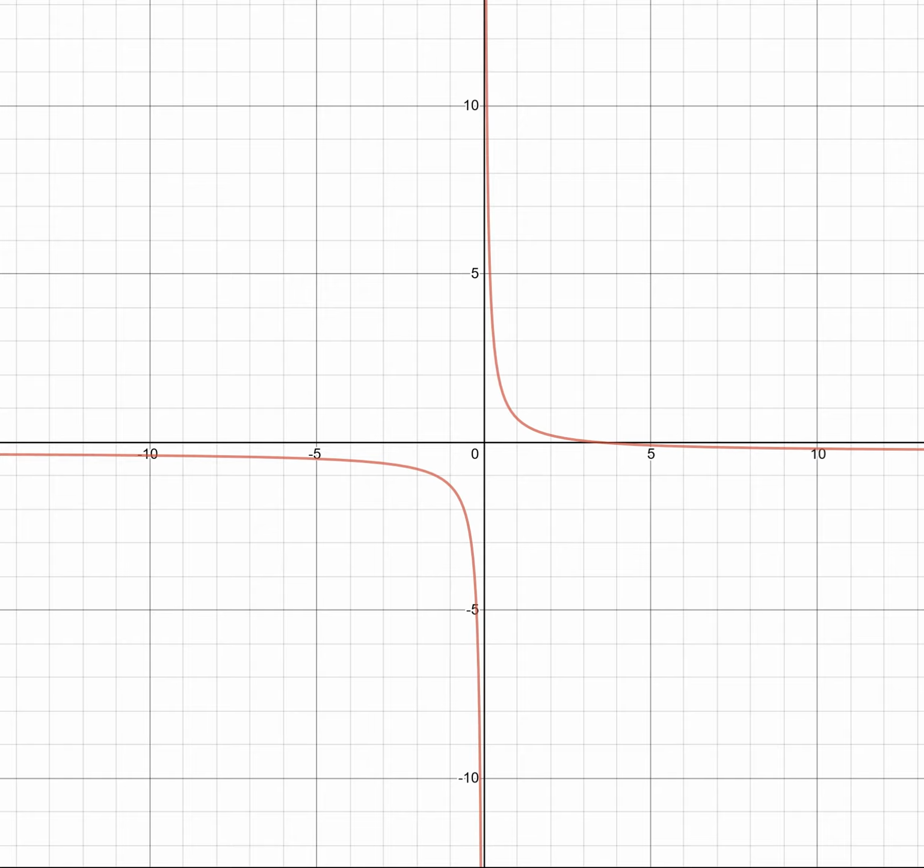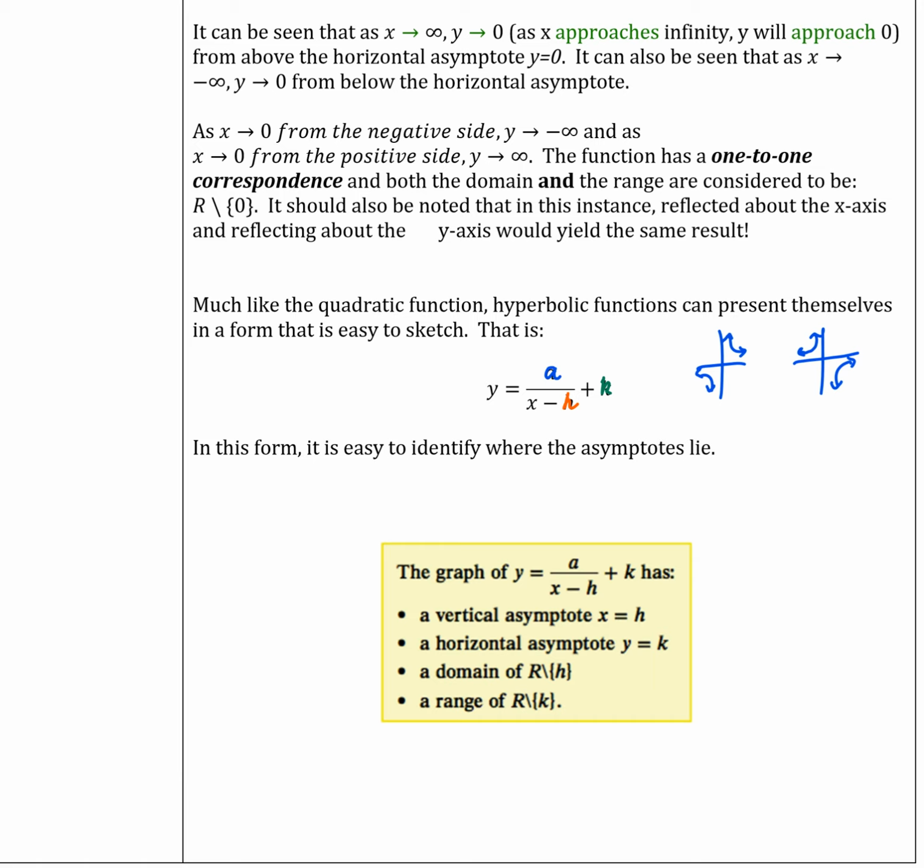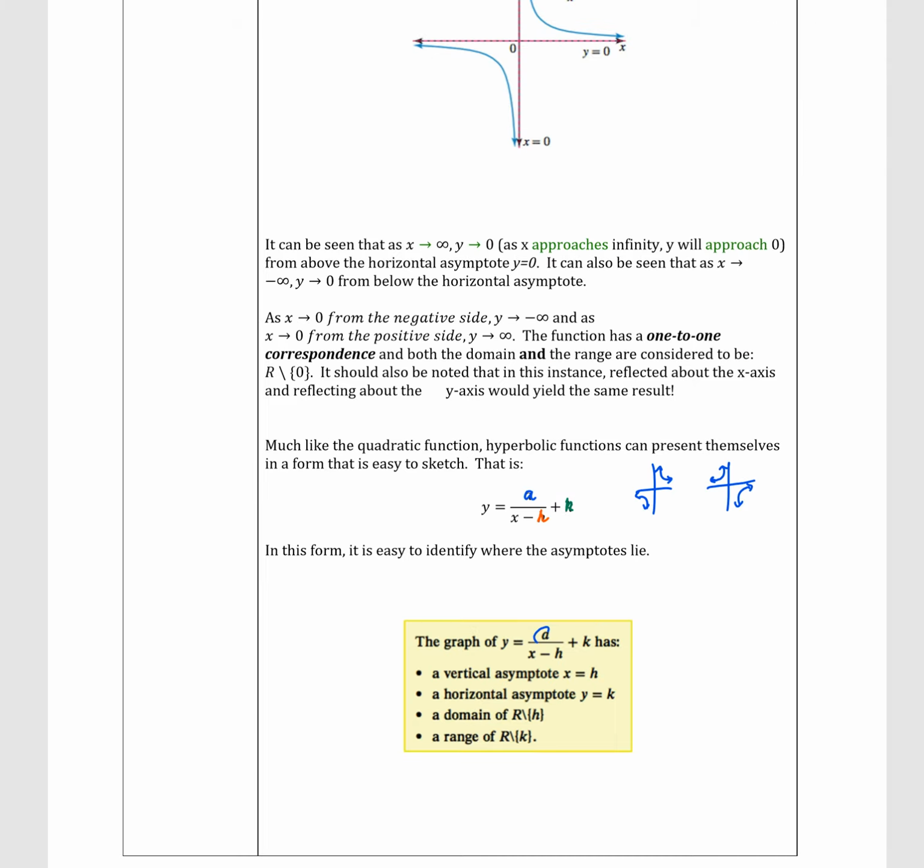So this is how our basic hyperbola operates, but we can go into this in a little bit more detail. So whenever we're looking at the graph of y equals a over x minus h plus k, so we're talking about a hyperbola here, we can look to this number up here, and we can see our general shape. The thing that matters here is whether or not this is going to be reflected, or whether or not it's just going to be a positive hyperbola. So this number up here will tell us about the shape.